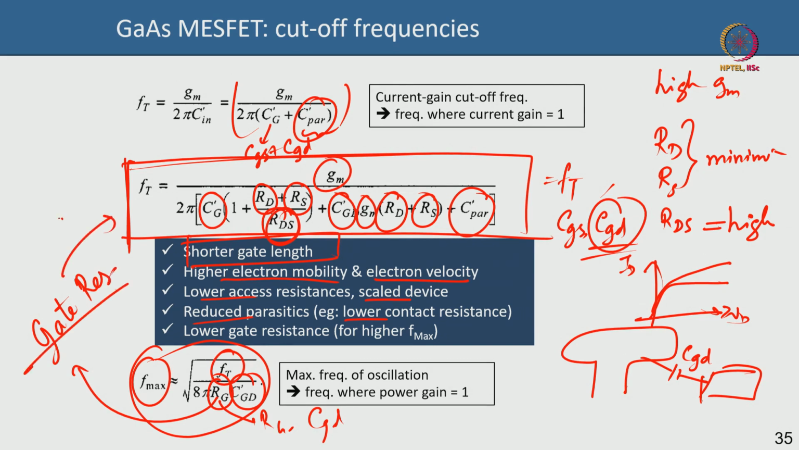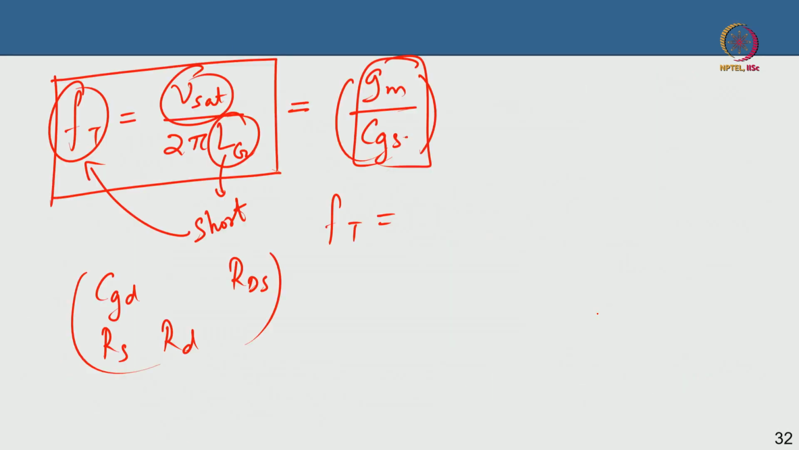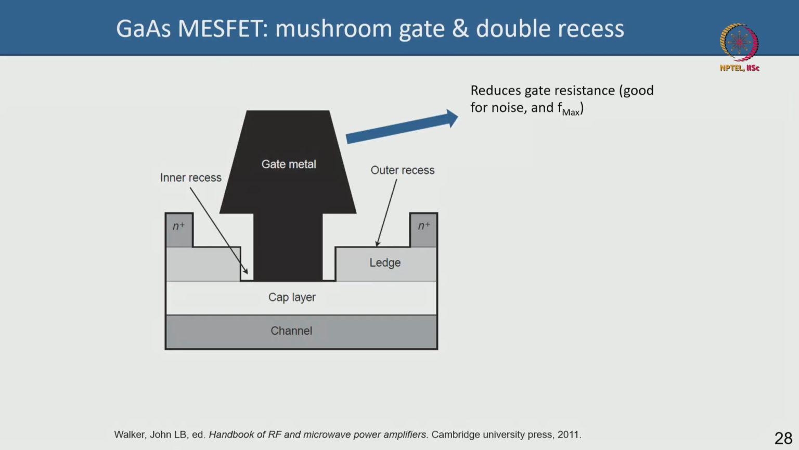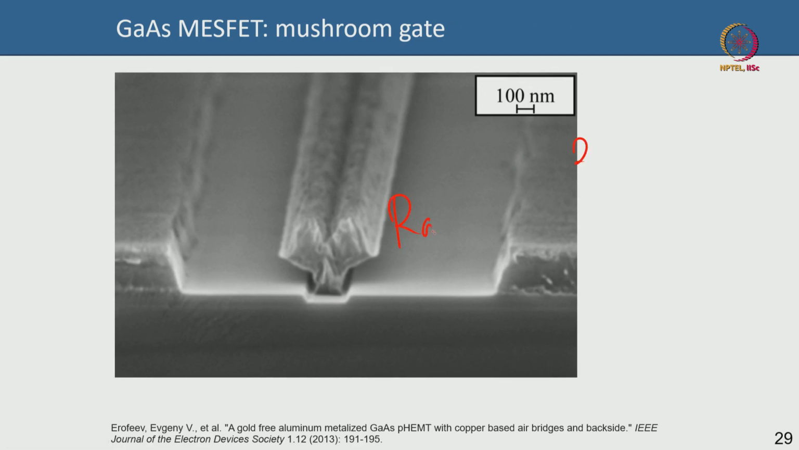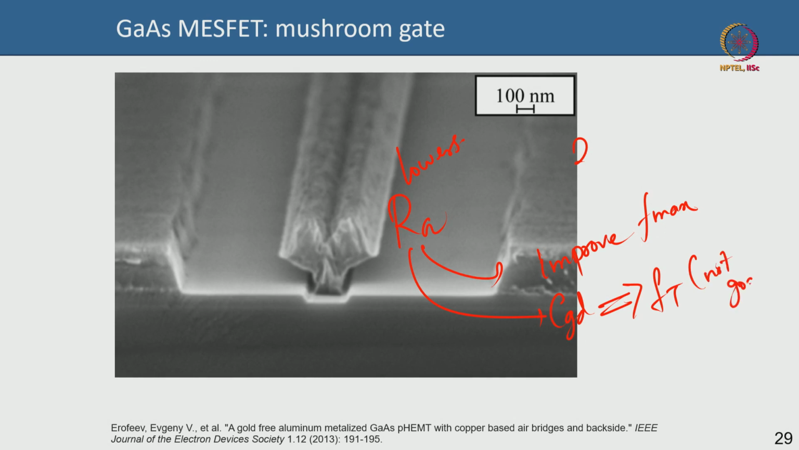Gate resistance does not affect Ft, okay, but it significantly affects Fmax. So your gate resistance has to be as low as possible, and that is why you have the mushroom shaped gate. Remember the mushroom shaped gate we talked about, we showed here, yes, precisely this lowers the gate resistance Rg, and it helps improve Fmax. But it also increases Cgd, and it may not be very good for Ft, not so good for Ft, but you can still live with it.